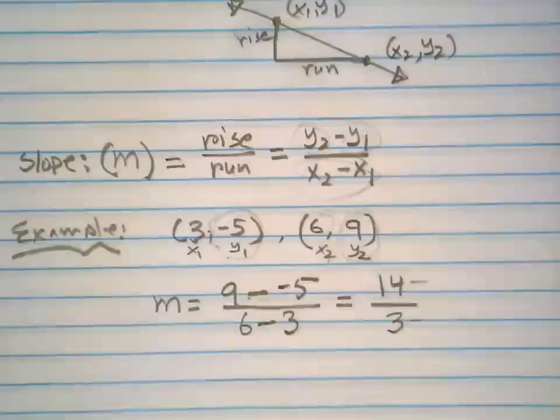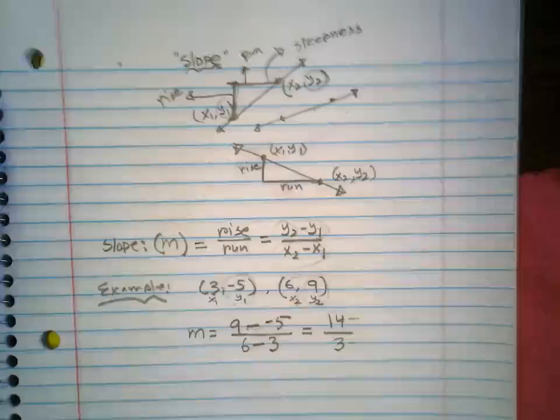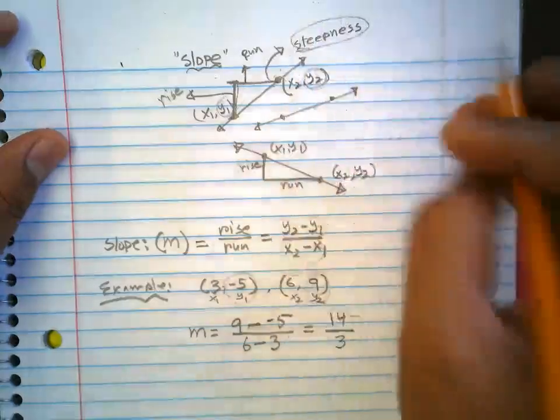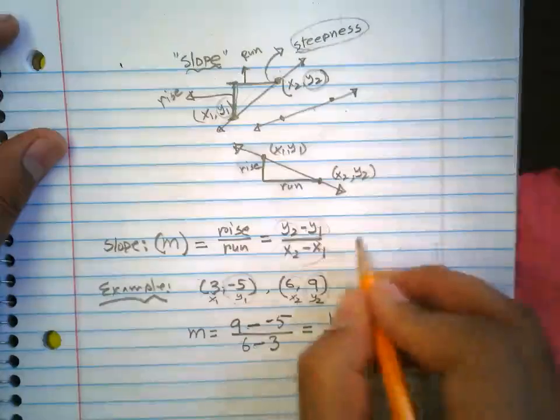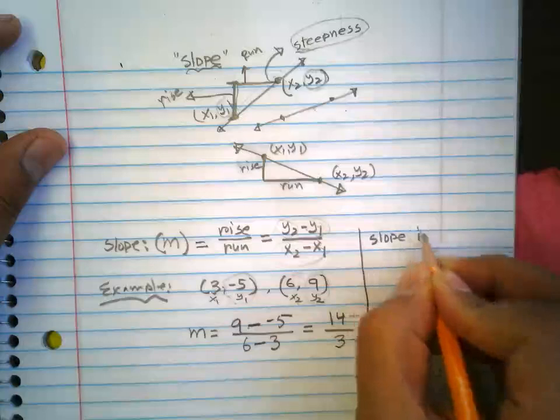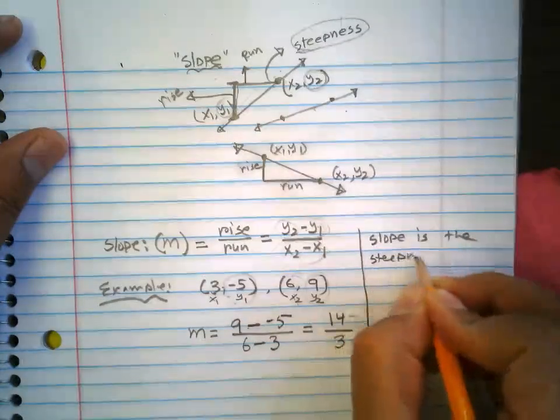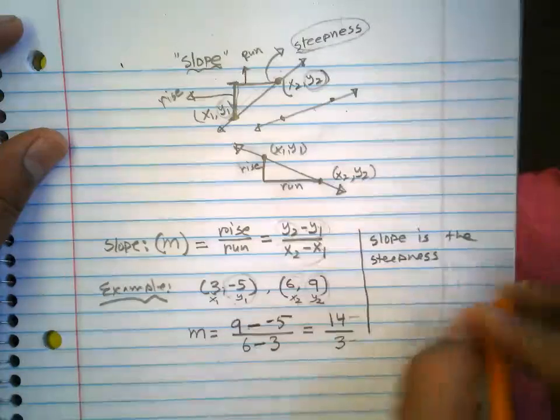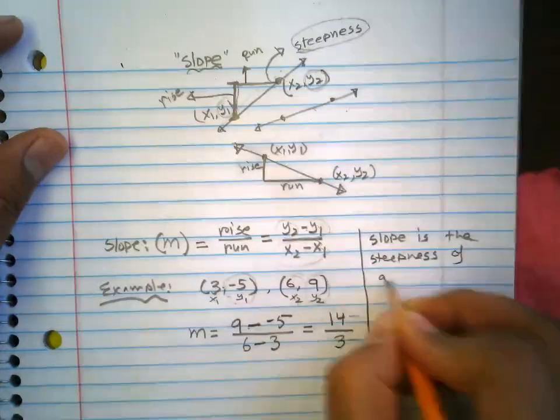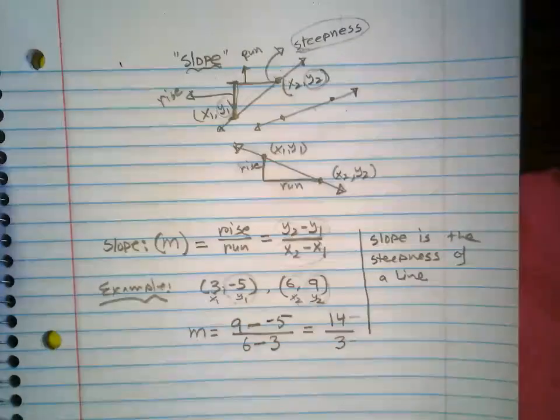We'll apply this to more work today. So again, what is slope? Slope is the steepness of a line. Let me write it here and you're going to copy it. Slope is the steepness of a line. Thank you. I hope that makes sense.